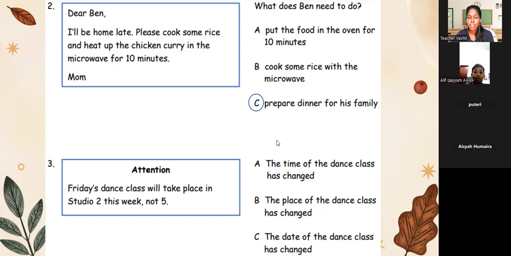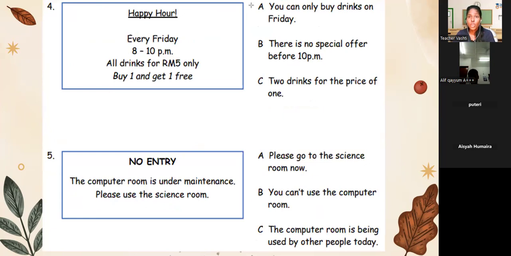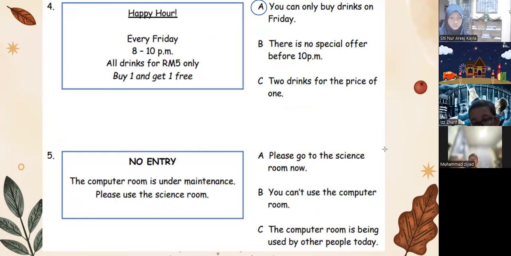Number 3. What is your answer? A, B, or C? B. The place of the dance class has changed. Tempat ditukar. Okay, because it says in studio 2, not 5. So it is the place. Next one, question number 4. What's your answer for question number 4? A, You can only buy drinks on Friday. Are you sure? Any other answers? C? Any other answers?